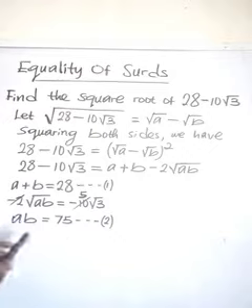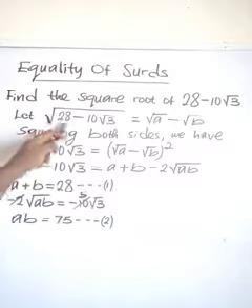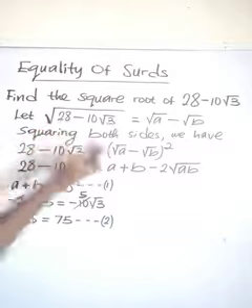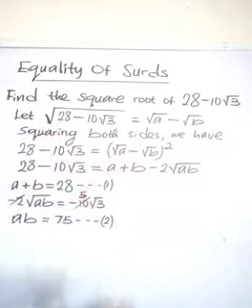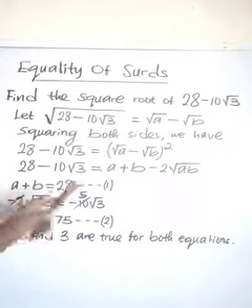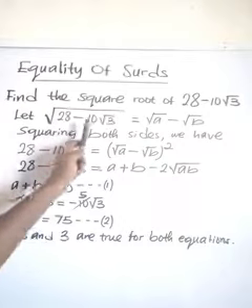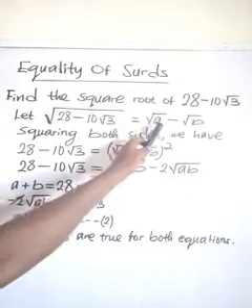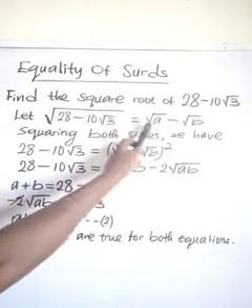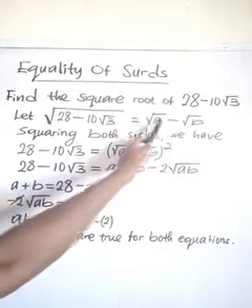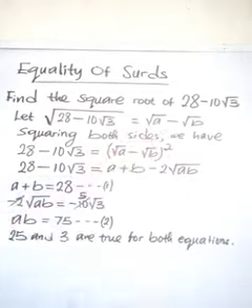So that means the square root of 28 minus 10 root 3 will give you root 25 minus root 3. Now the square root of 28 minus 10 root 3 will be root 25 minus root 3. And then that will be 5 minus root 3.